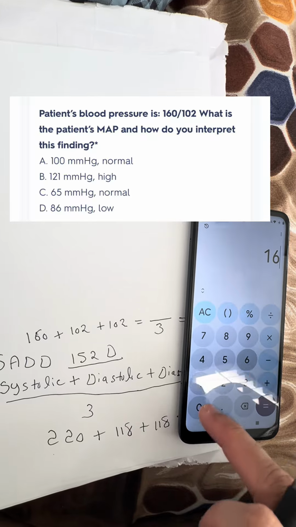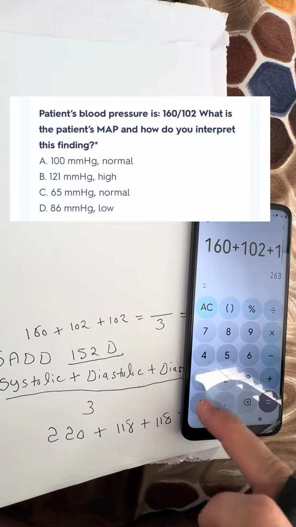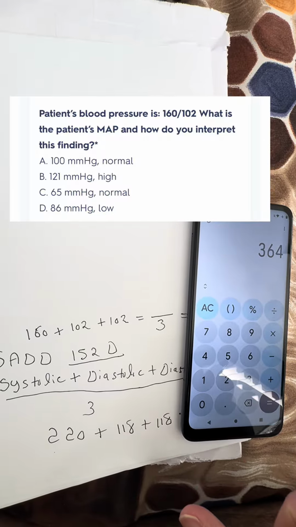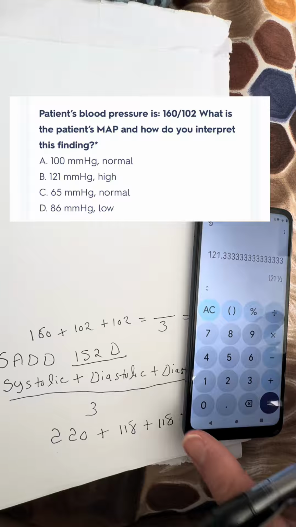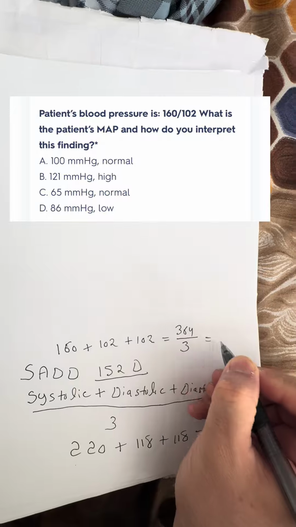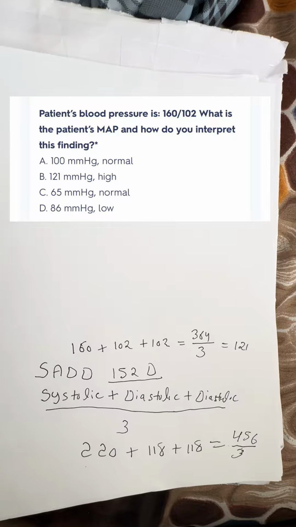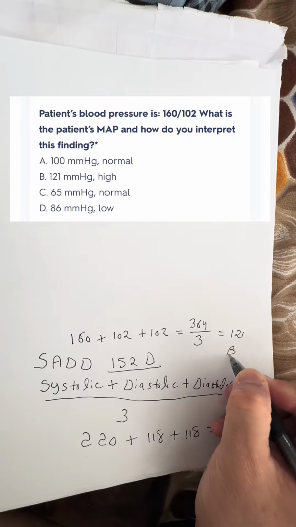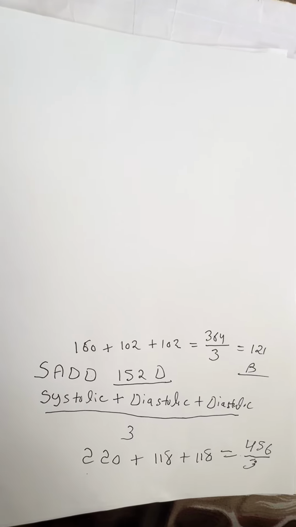So 160 plus 102 plus 102 will give you 364, right? So 364 divided by 3 will give us 121. So where is the 121 in this one? Option B is your final answer. Easy, right?